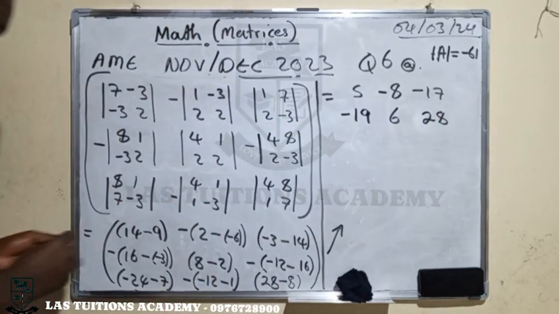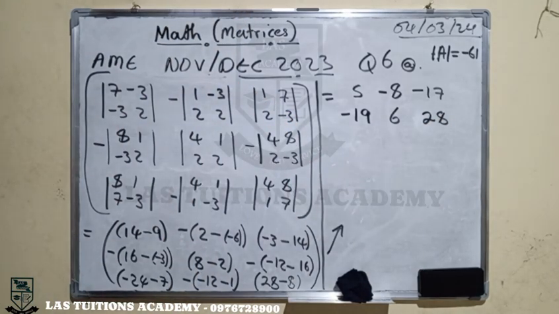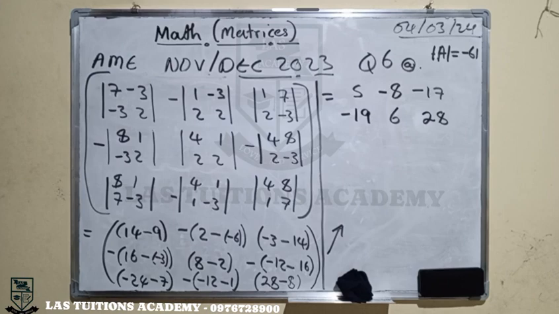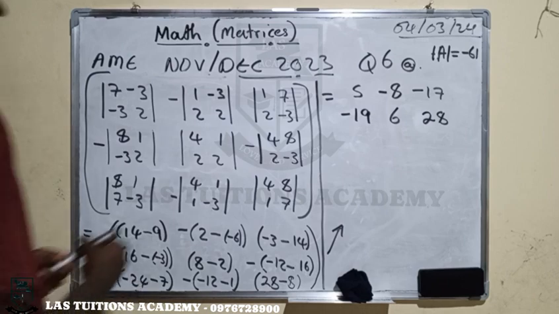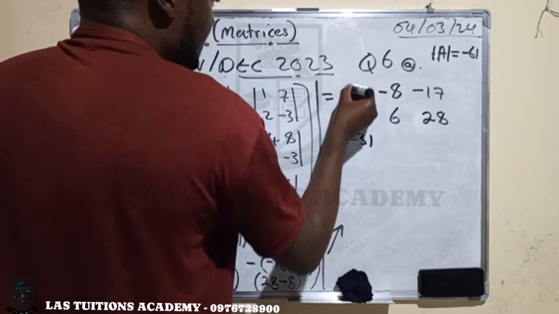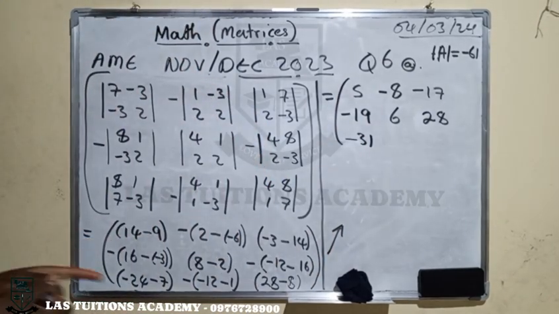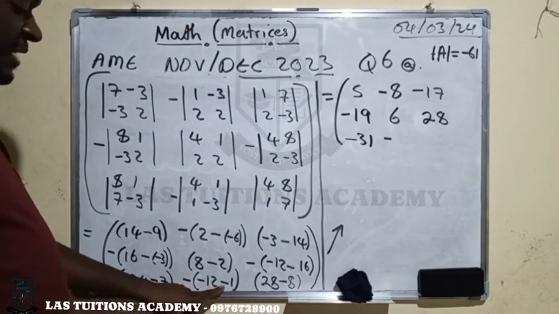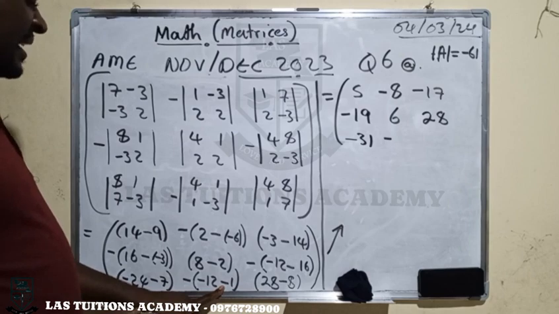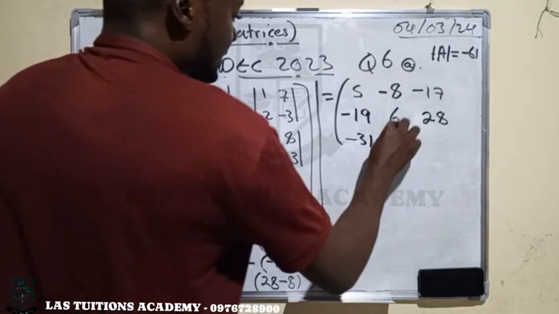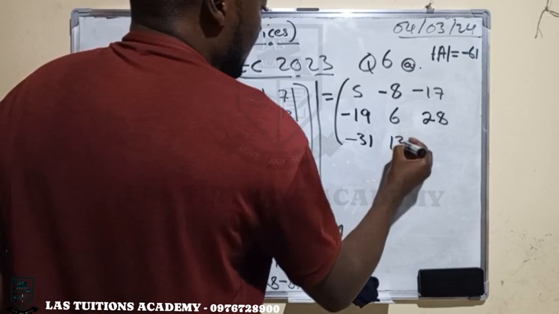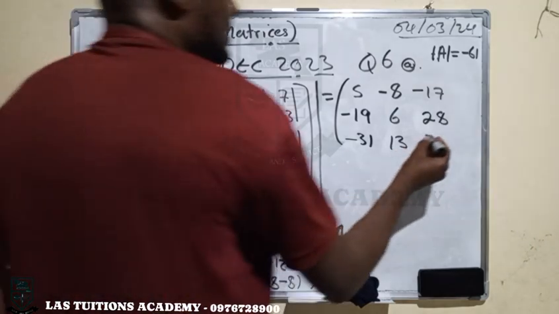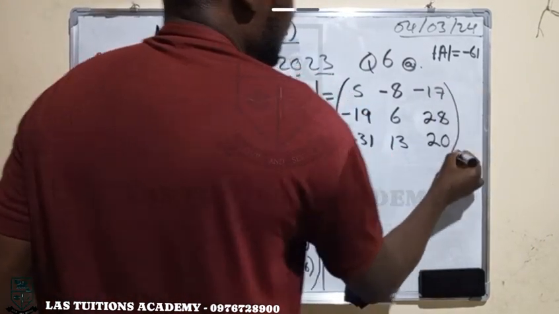Please, if you are left behind, let me know quickly. So minus 24 minus 7, we get minus 31. Okay. Then here we have a minus outside. And then we are saying minus 12 minus 1, it will be minus 13. Minus 13 times the minus, it will be plus 13. So here we have 13. 28 minus 8, that is 20. So we have 20 here. So this is what we have.